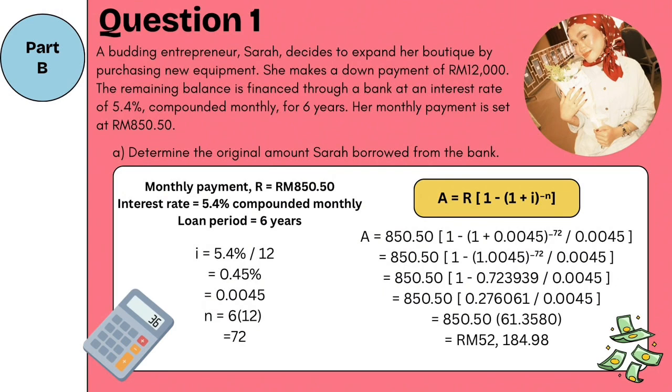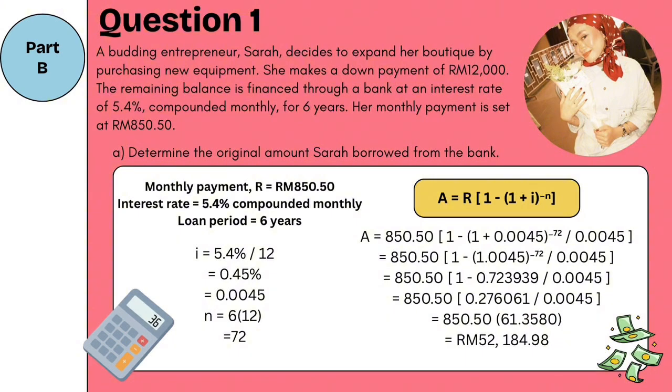The question states that Sarah, a budding entrepreneur, decides to expand her boutique by purchasing new equipment. She makes a down payment of 12,000 ringgit while the remaining balance is financed through a bank at an interest rate of 5.4% compounded monthly for 6 years. Her monthly payment is 850 ringgit and 50 cents. For question 1A, we need to determine the original amount Sarah borrowed from the bank. First, we identify all the information given in the question. The monthly payment R is equal to 850 ringgit and 50 cents. The interest rate is 5.4% compounded monthly.